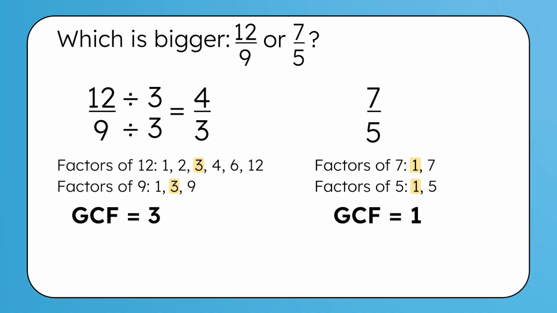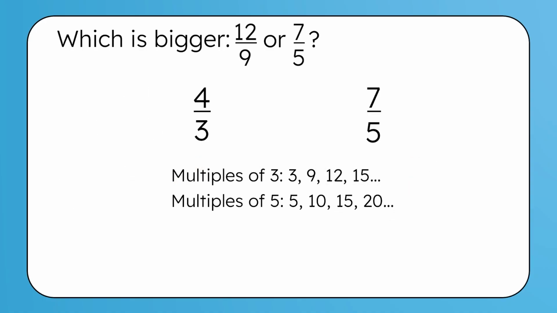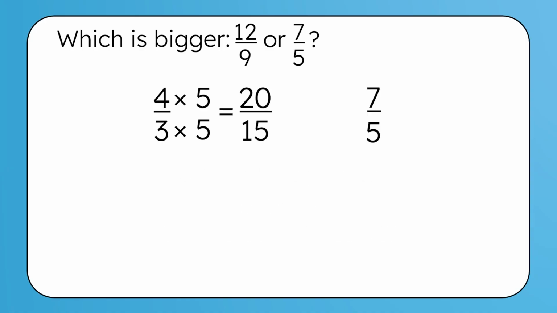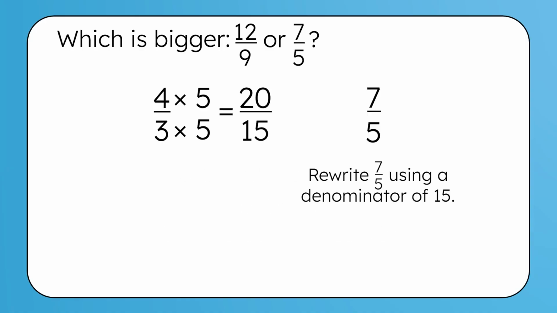Next, we need a common denominator. We list the multiples of 3 and 5 like this, and then circle the lowest common multiple. 15. Now that we have the common denominator, we rewrite the equivalent fractions. 3 times what equals 15? 3 times 5 is 15, so multiply the numerator by 5, which results in 20/15. Pause here to rewrite 7/5 using a denominator of 15.